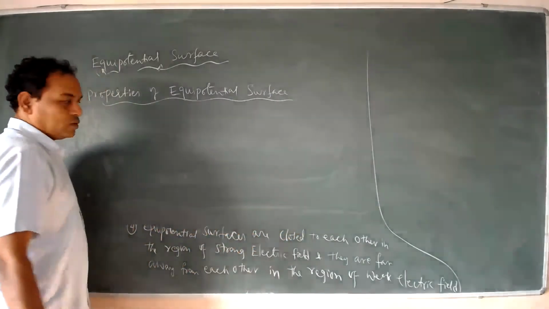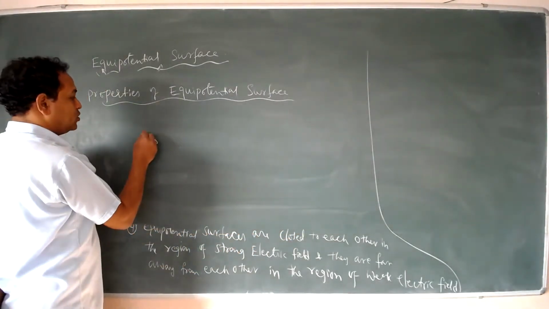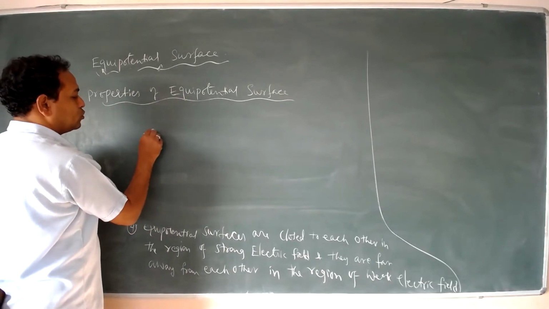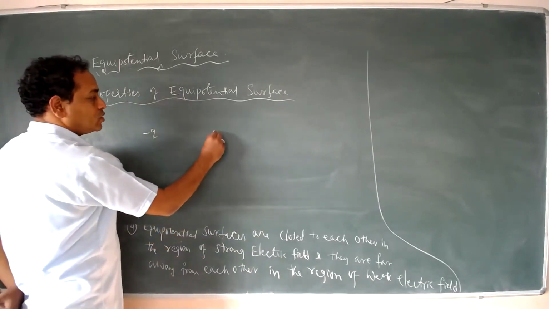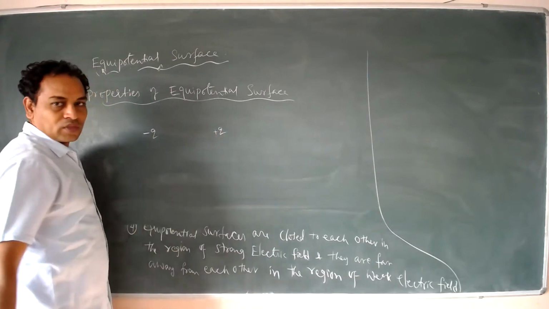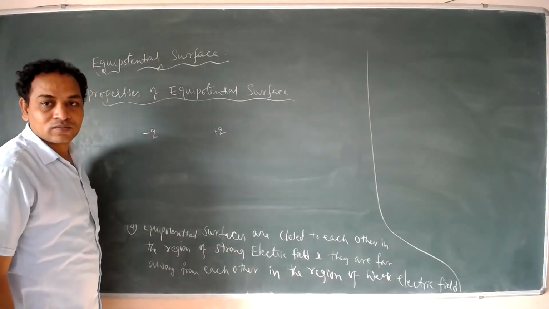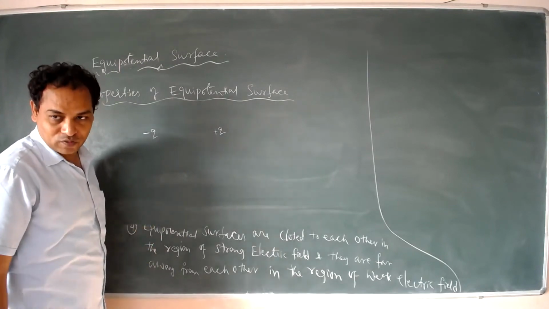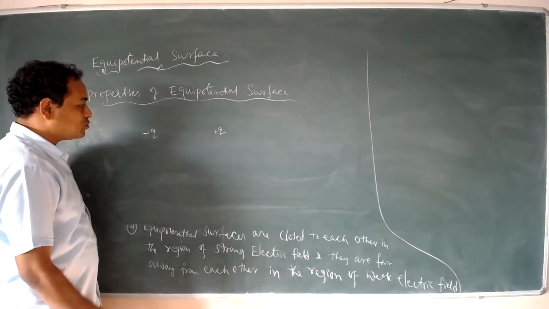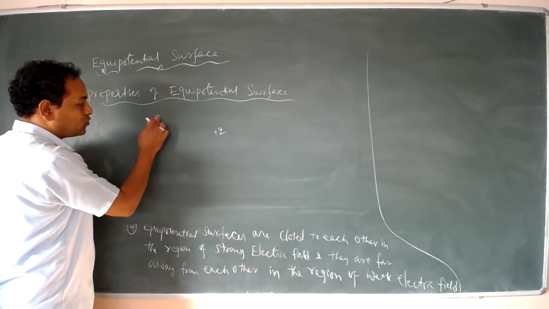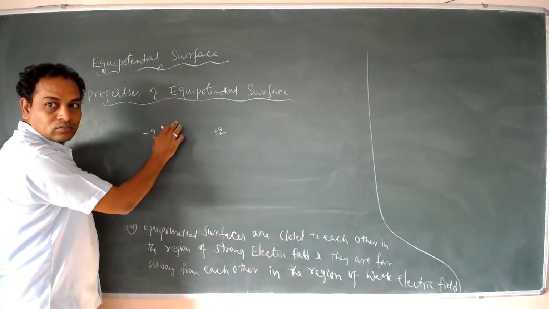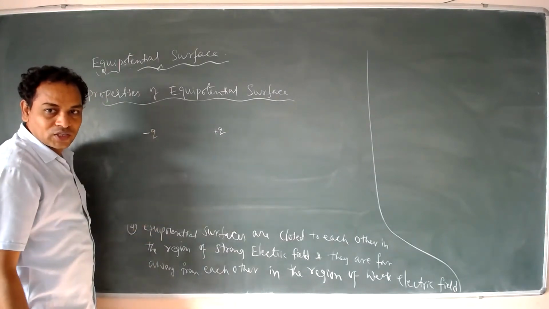See here. Suppose this is a negative charge, this is a positive charge. That is a dipole, equal in magnitude. For this, they will ask, draw the equipotential surface. Equipotential surface means we have to draw the surfaces around it. So how to draw? Let us see.